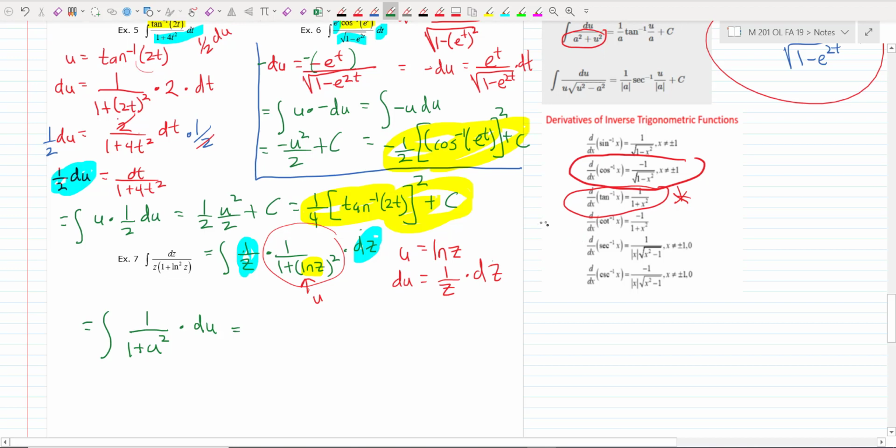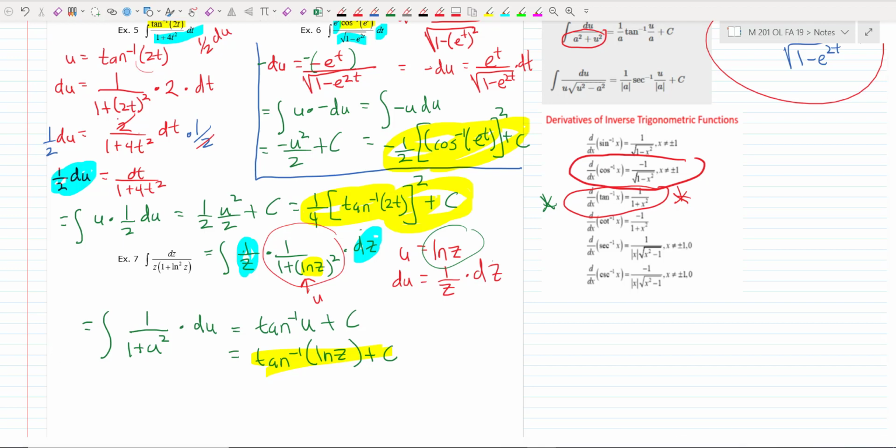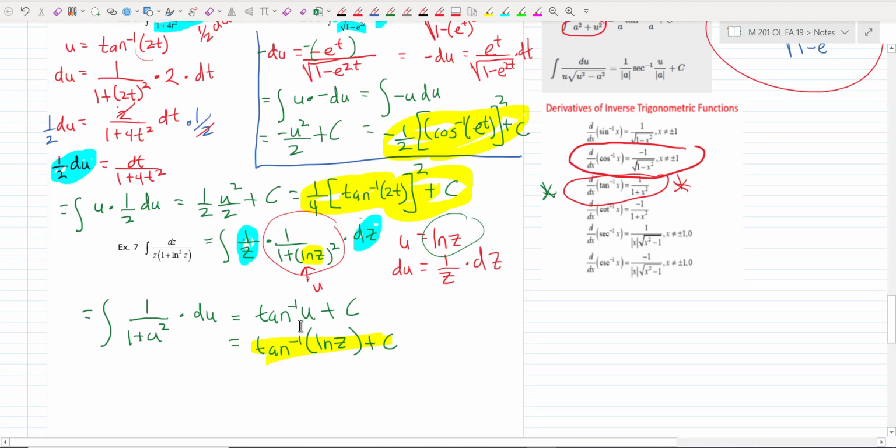Well, we know that in reverse, this is just going to be this rule right here. That's just going to be inverse tangent of u plus c. Last step is to plug back u. U was ln z, so we would get inverse tangent of ln of z plus c. So that would be the antiderivative of that particular function. If you're bored, you can always check your answer on these. You can do the derivative and see if it checks. If you did the derivative of this and simplified it, you would get that expression in the integral.